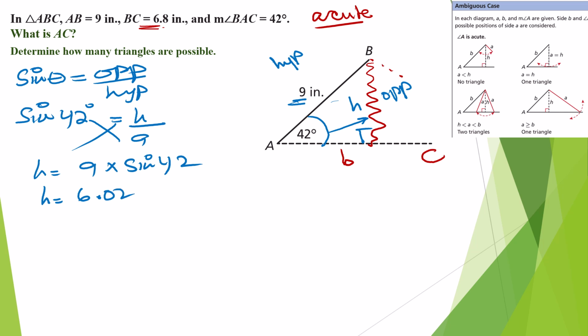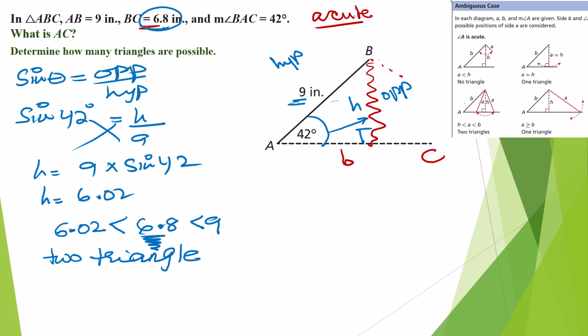Now compare it with your side BC, which you want to draw, 6.8, right? And the 9. So what happened here: the height is 6.02, then comes the side which you want to draw, 6.8, and then comes the side which is already drawn, 9. So the line which you want to draw for the triangle is in between the height and the 9, which means there are two possible triangles.